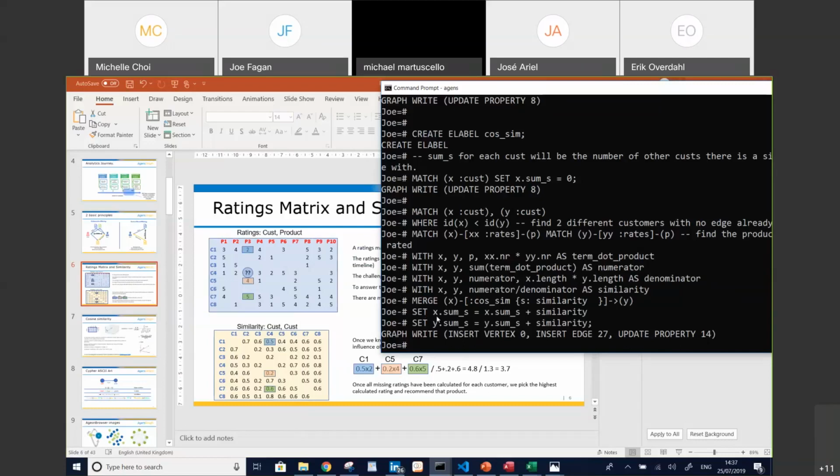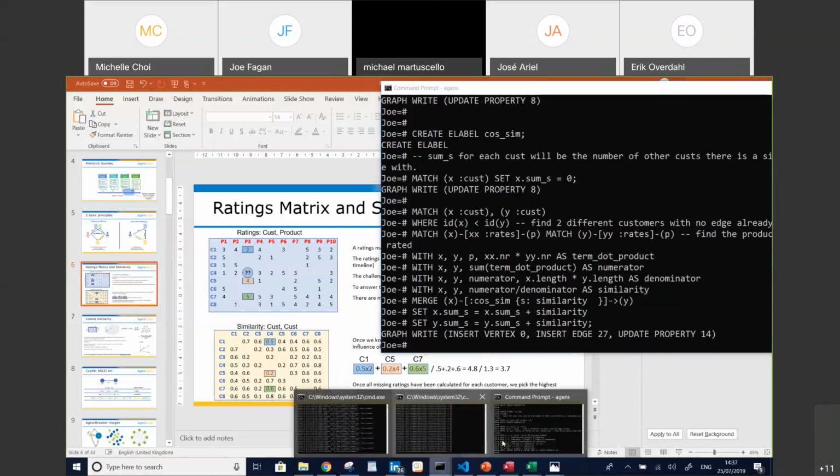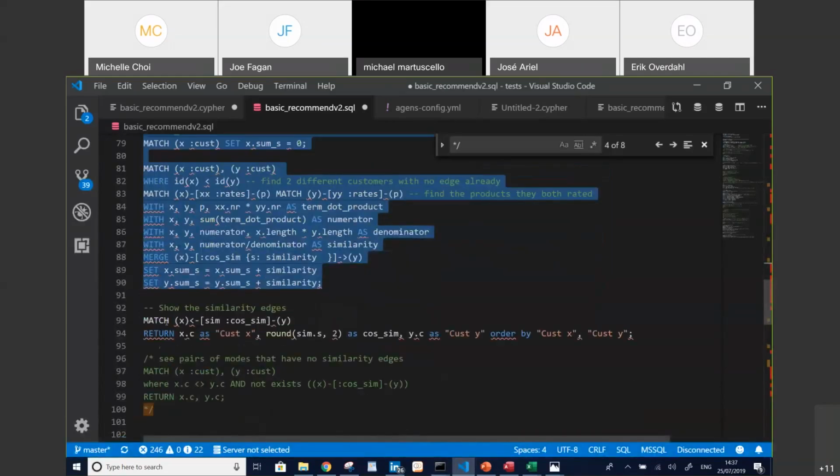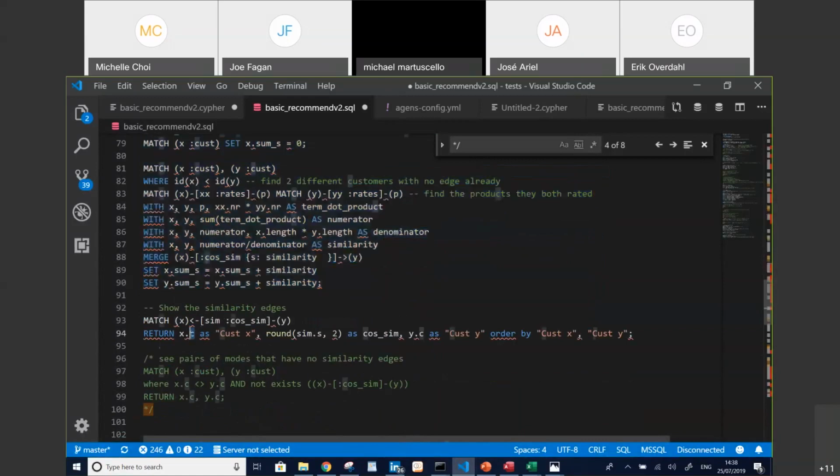Fine, so we have got the similarity now, and if we wanted to view it, here I'm going to match every customer to every other customer where they have a similarity, and I'm just going to have a look at the customer name and call it customer X. I'm going to round the similarity to 2 decimal places and call it cossim, so that'll be the name of the column, and here I'm going to have a look at the Y's name, which will be maybe C2 or whatever, and then order it in this order.